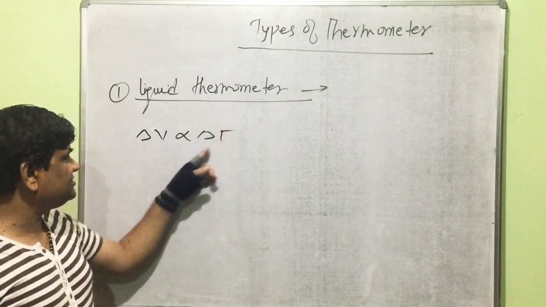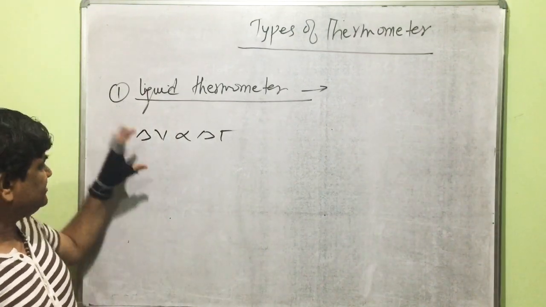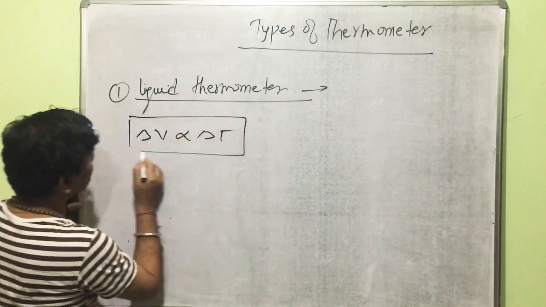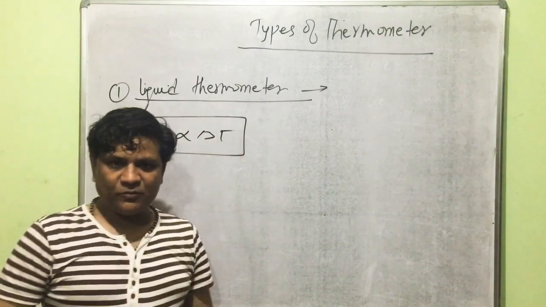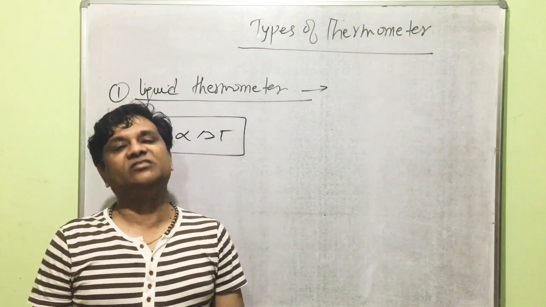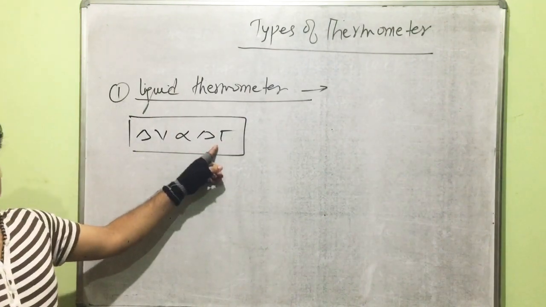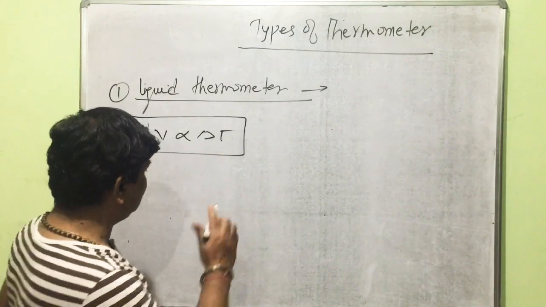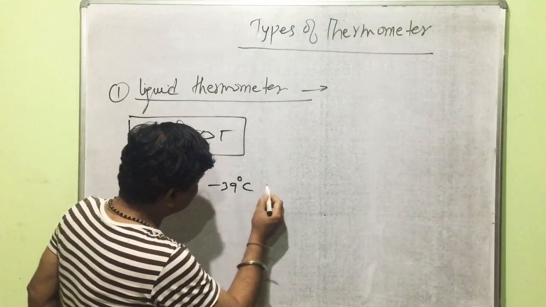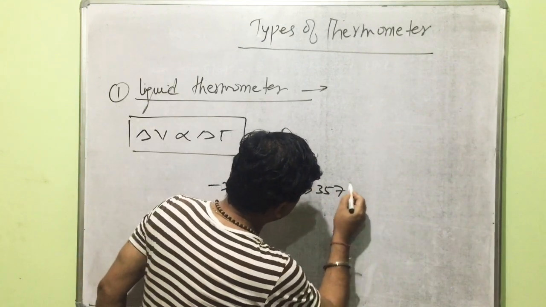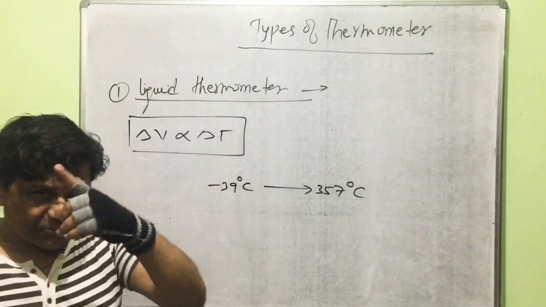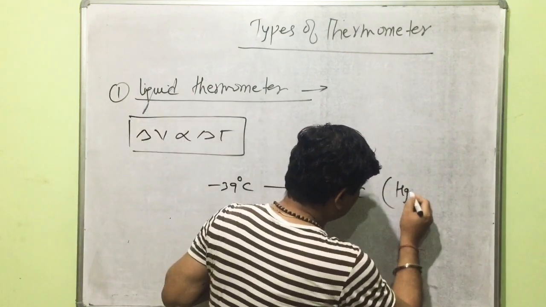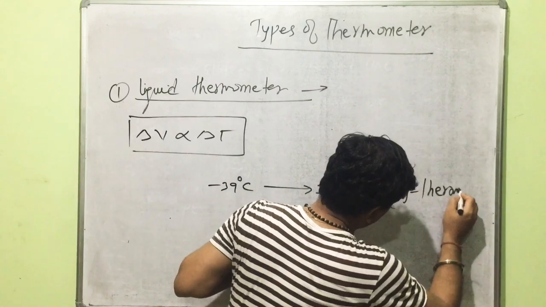So when temperature increases, the volume of all liquids also increases. So delta V is directly proportional to delta T. This is the principle of a liquid thermometer. Now, what is the temperature range? The temperature range is from minus 39 degrees Celsius to 357 degrees Celsius. This is the temperature range of a mercury thermometer.